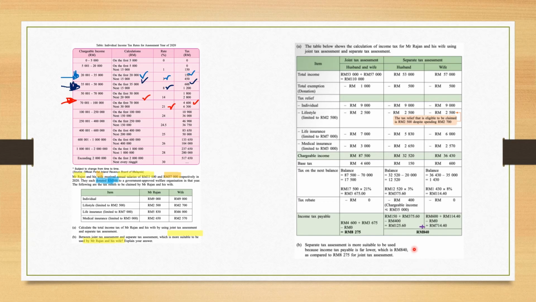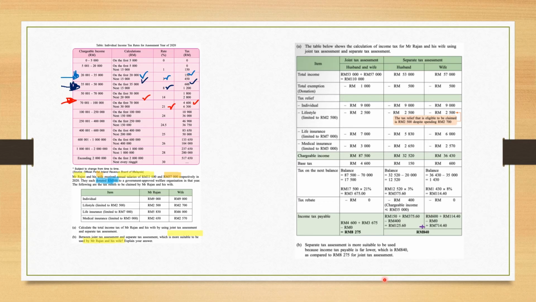So as mentioned in the question, it's more suitable for Mr. Raj and his wife to pay using the separate tax assessment method. There you go, 840 ringgit, and we are done with joint tax and separate tax assessment.